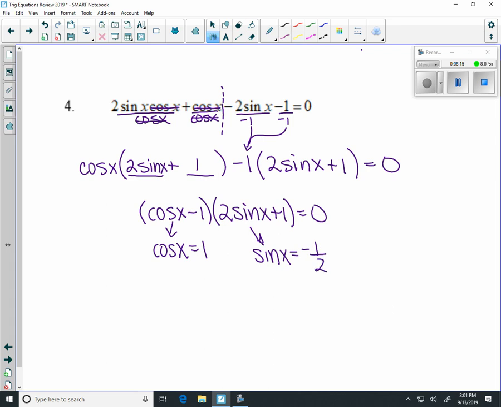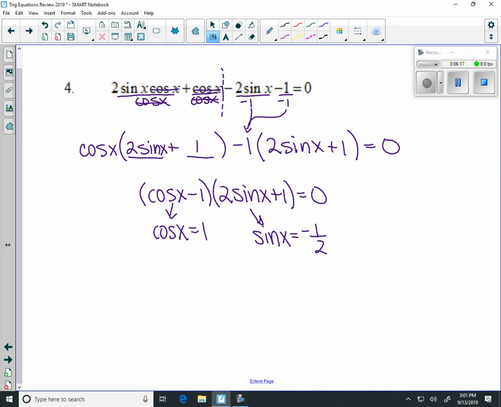You should be accustomed at this point to seeing lots and lots of 2's and 1's and 1/2's in your problems. So here, cosine is 1 at 0 and 2 pi. You can list 2 pi if you would like. They're coterminal angles. Sine is -1/2, so sine's 1/2 at our sixths. And sine is negative in the third quadrant, which is 7 pi over 6, and in the fourth quadrant, which is 11 pi over 6.